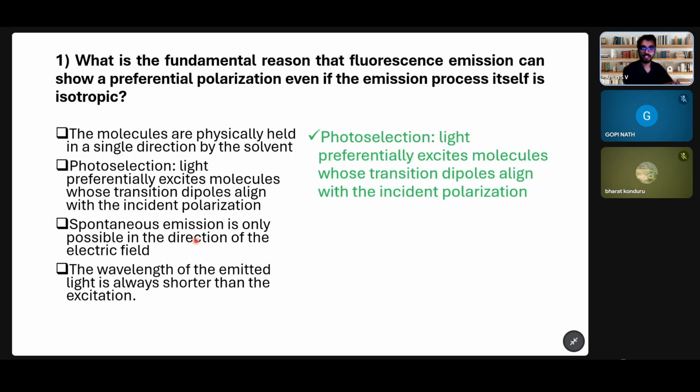So the correct option here is photoselection, where light preferentially excites molecules whose transition dipoles align with the incident polarization. The alignment need not be exactly parallel to the electric field. It can also be at an angle. It just should follow the cos square alpha rule. So is everyone clear with the answer?